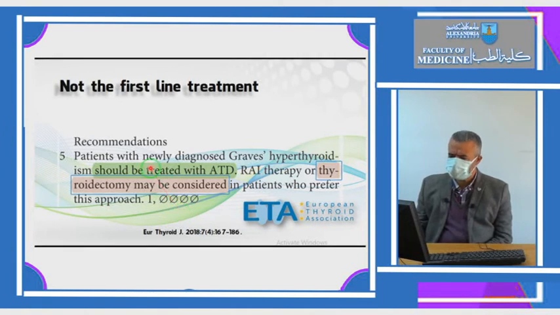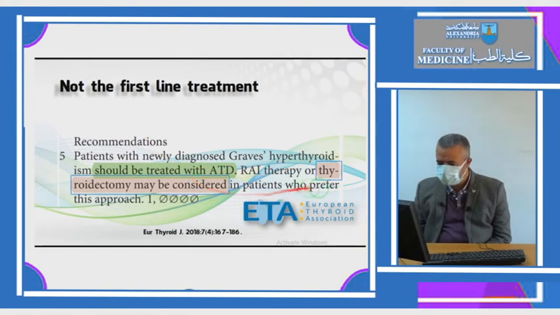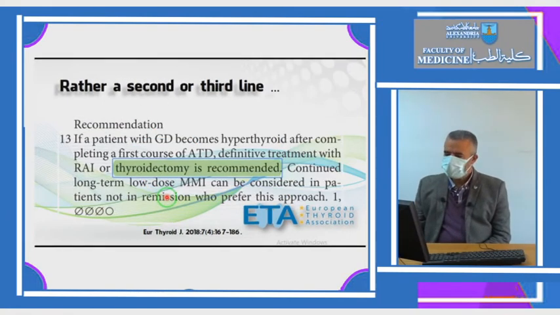The current guidelines do not recommend thyroidectomy as the first line of treatment. The first line of treatment should be antithyroid drugs. And you should go for surgery as a first-line treatment only in those who prefer this approach. So actually, thyroidectomy is considered to be a second or a third line after failure of a first antithyroid drugs course.